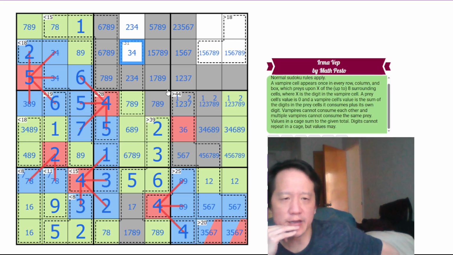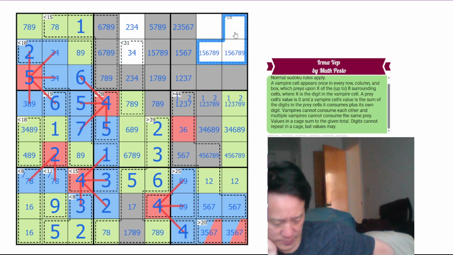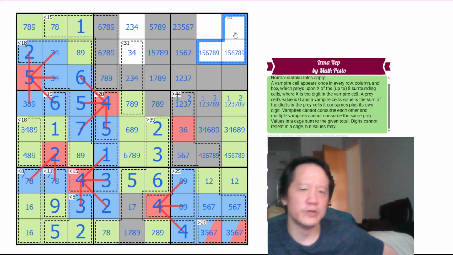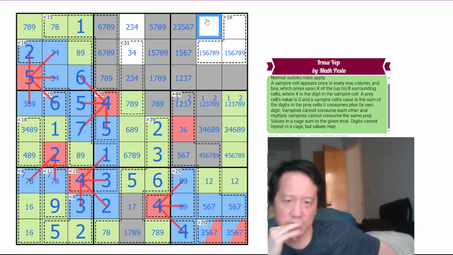What else do we have here? This is greater than 18. But there's no guarantee that this is not the vampire, right?